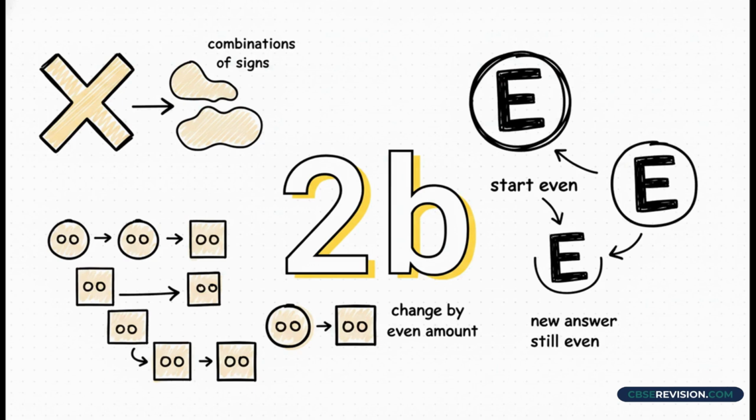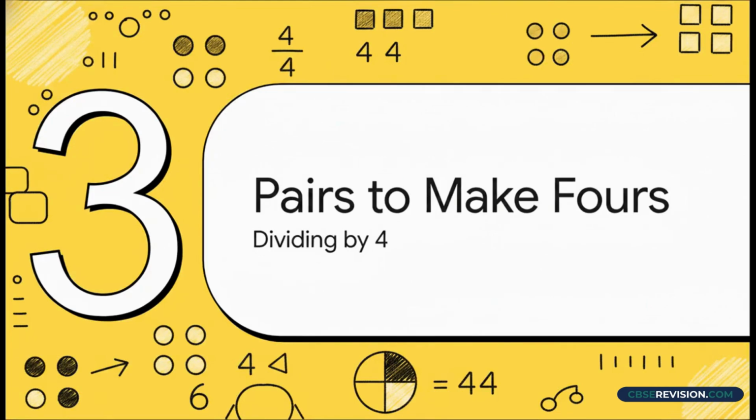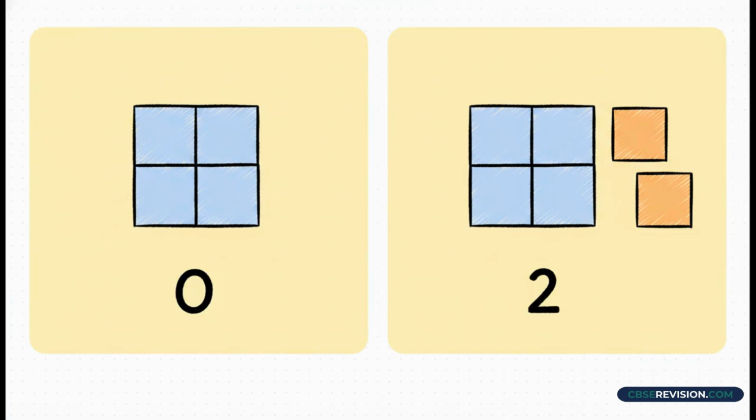This perfectly proves that the overall parity never shifts. Okay, let's move to part 3, pairs to make fours. Think about all the even numbers for a second. 2, 4, 6, 8, 10, 12. We can actually split these even numbers into 2 separate groups.